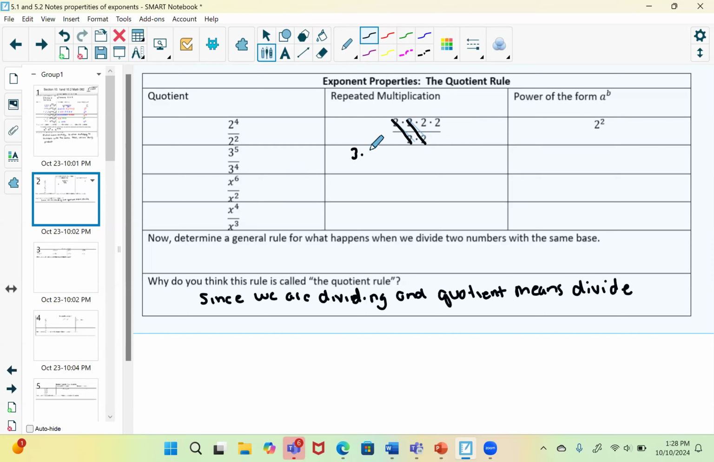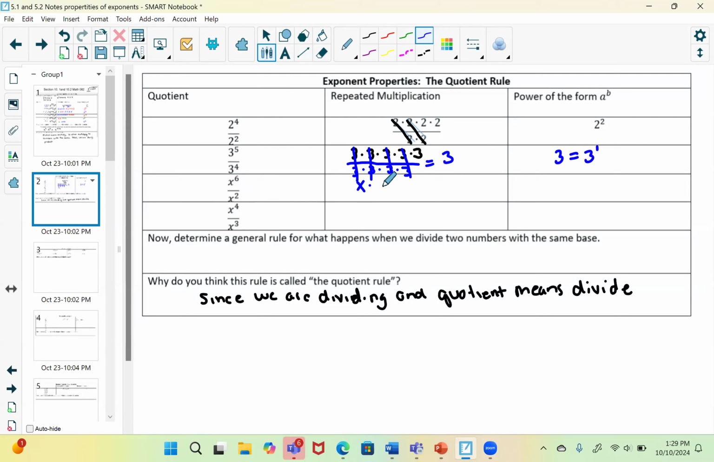So 3 to the fifth is 3 times 3 times 3 times 3 times 3, so 3 five times. Then we're gonna do it over 3 to the fourth, which is 3 times 3 times 3 times 3. We're gonna cancel any ones that we can. So I can cancel one 3, a second pair of 3's, a third pair, and a fourth pair. And I'm just left with 3, or that's the same thing as 3 to the first. Okay, we can also do it with variables, and that's mostly what we'll do.